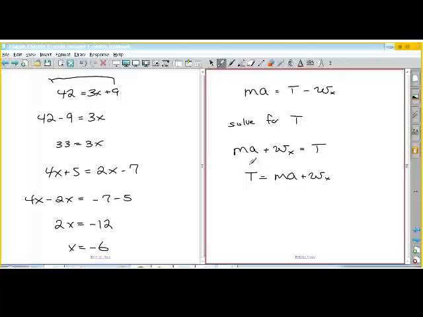And then when you have problems like this, where you're dealing with a lot of variables, it's just cleaner to think about, instead of subtracting it from both sides, to think about moving it from one side to the other.